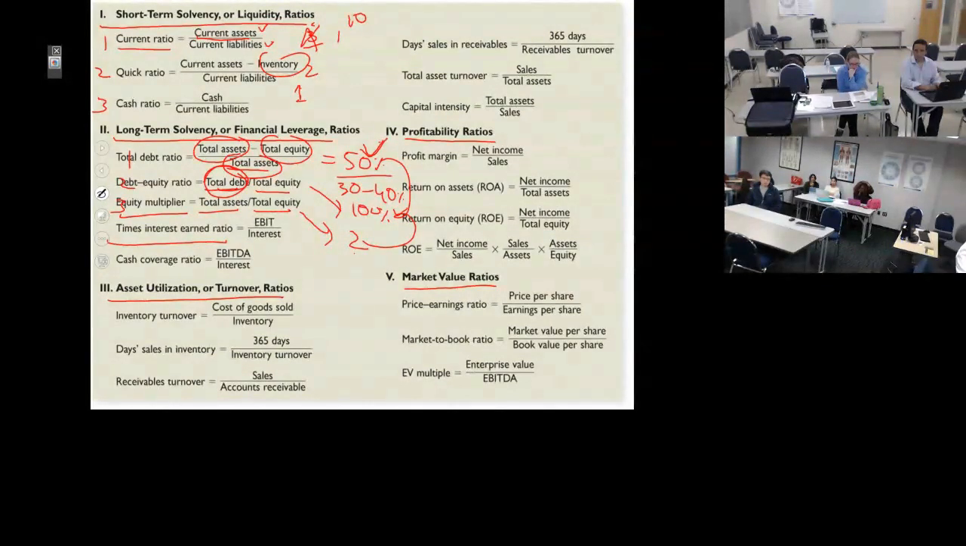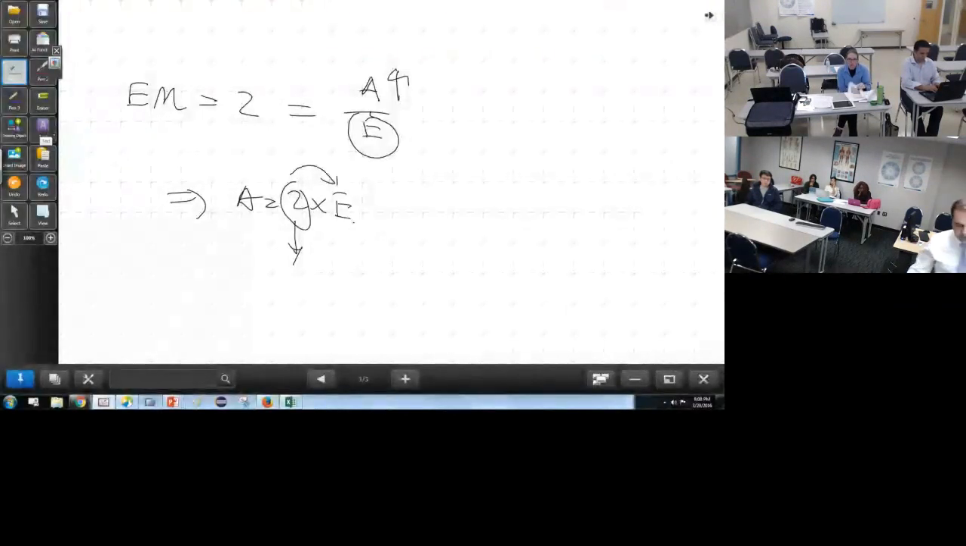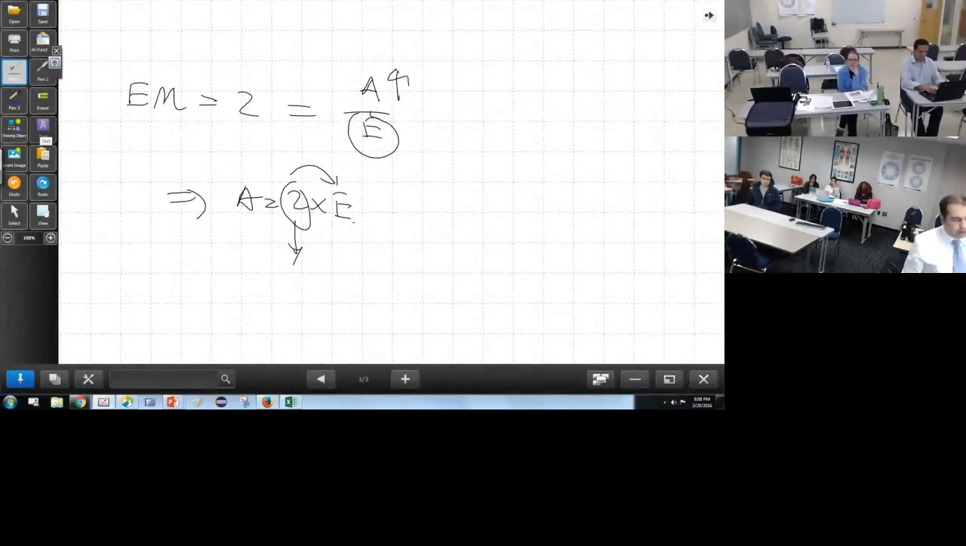Okay, so what we do is that we take the EBIT from the income statement, earnings before interest and taxes, and then divide that by the interest expense for the year. So let's take an example. You will do that practically using the statements that we have. But let's look at this.